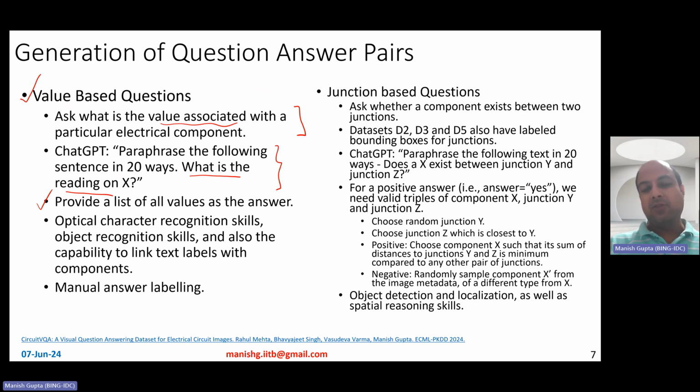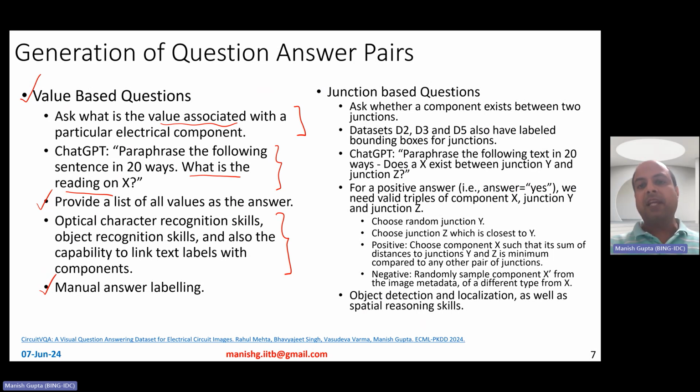We tried to actually use OCR to figure out those values automatically from the images, but we were not able to do that accurately. The accuracy of these OCR APIs is not that high. Also, the metadata does not contain this answer. So again, for this kind of questions, we had to do manual answer labeling. To be able to correctly answer these questions, the model needs OCR skills, object recognition skills, and also the capability to link text labels with the components.